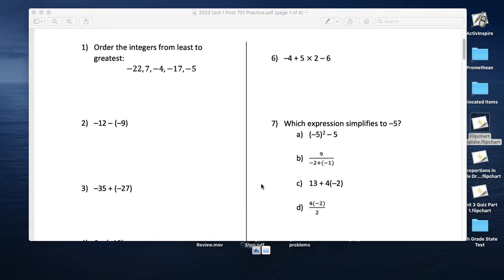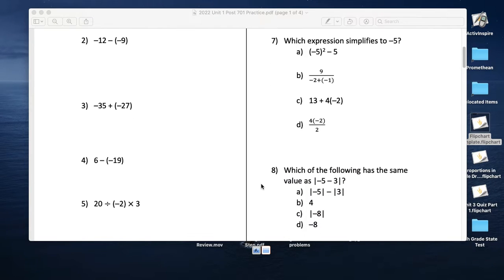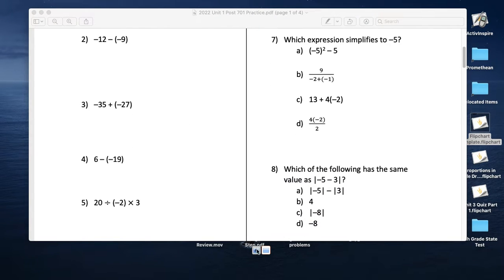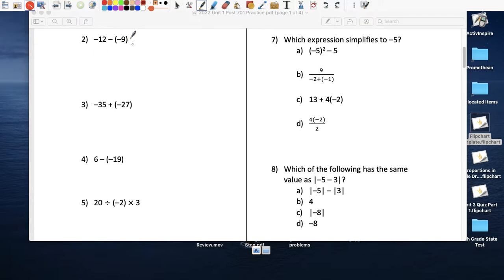Okay, so 2, 3, 4, 5. So this one is kind of simple, right? Where you can change the subtraction problem to addition by keeping the first addend and changing the subtraction to addition, and we're going to use the additive inverse of negative 9, which is 9. Negative 12 plus 9, who's going to win here?